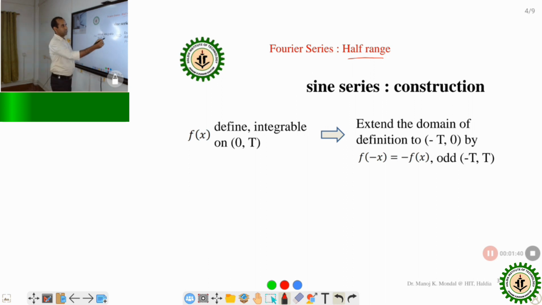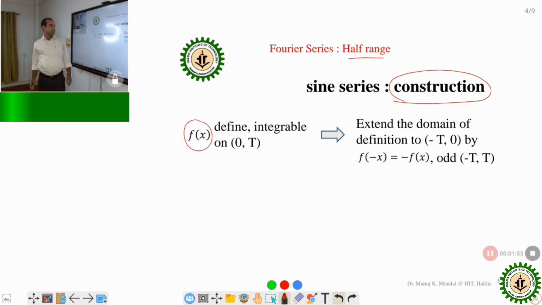For the sine series, what will be the construction? How can we construct this half range sine series? For the half range sine series, the function f(x) will be given, and that function has conditions. First, it is defined in the interval 0 to t, and second, it is integrable. That means defined and integrable on the interval 0 to t.